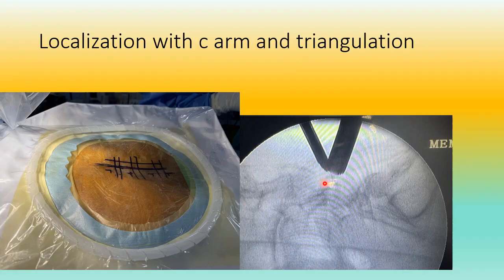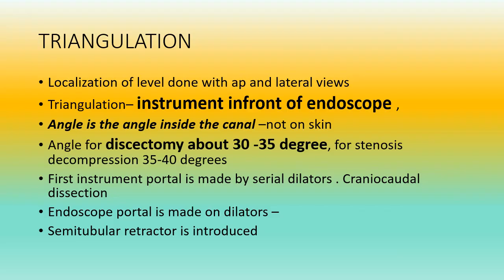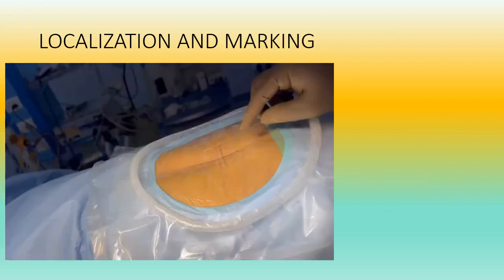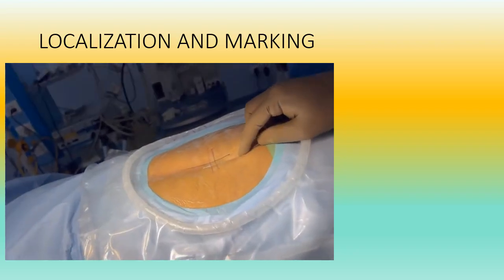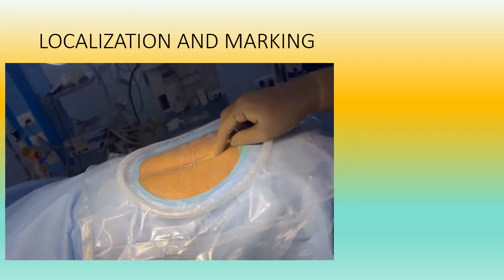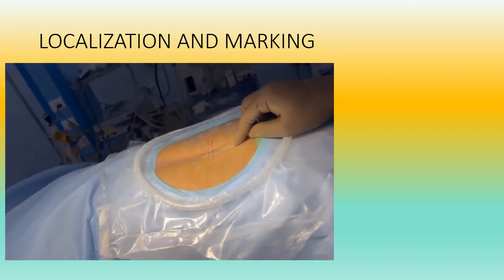Triangulation is basically your instrument in front of your scope. Instrument in front of your scope is triangulation, and this angle should be around 30 to 35 degrees inside the canal, not outside the canal. This is how we mark the medial side.